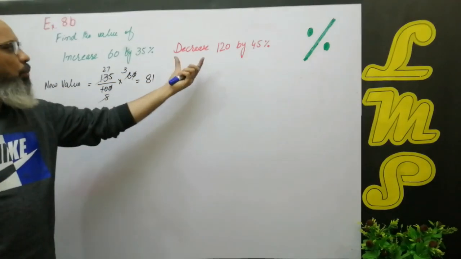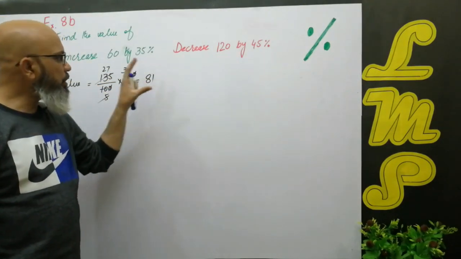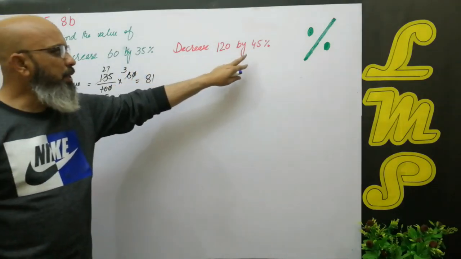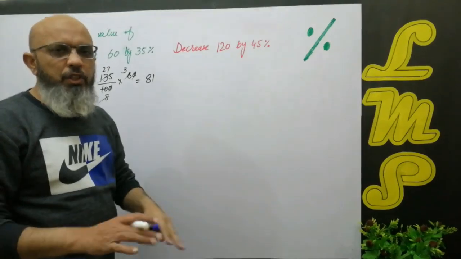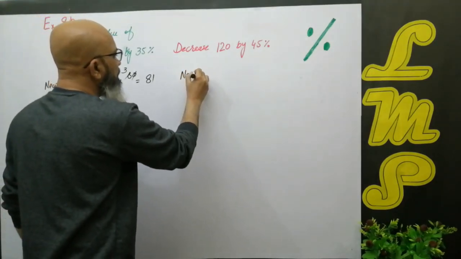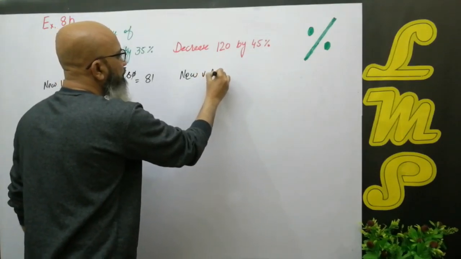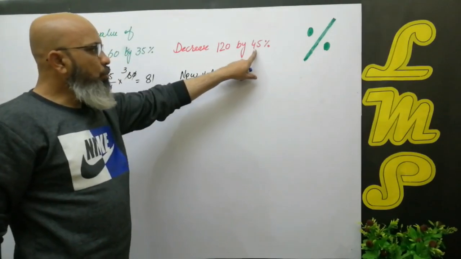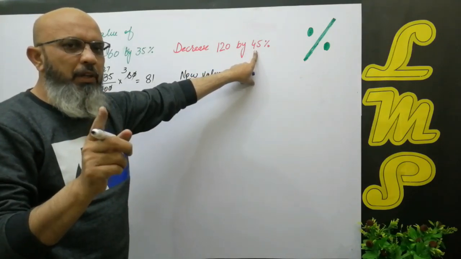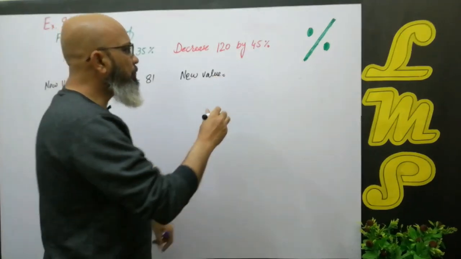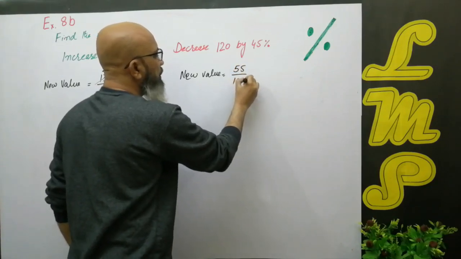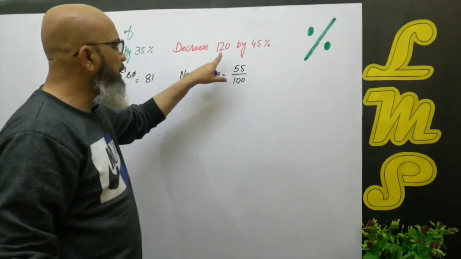Okay. Similarly, we have to solve this question in this way, but here we have the decrease in the value. How much decrease? 45. What is your original value? So after decreasing, we will get our new value. Out of 100, how much percentage decrease? That is 45. So when you subtract 45 from the 100, what do we get? We get 55. So it means 55 over original value, that is 100.